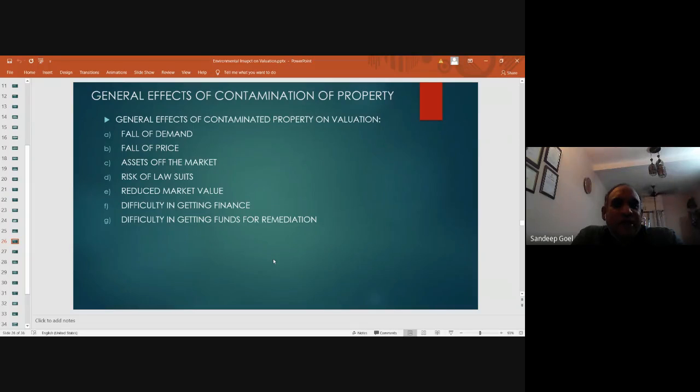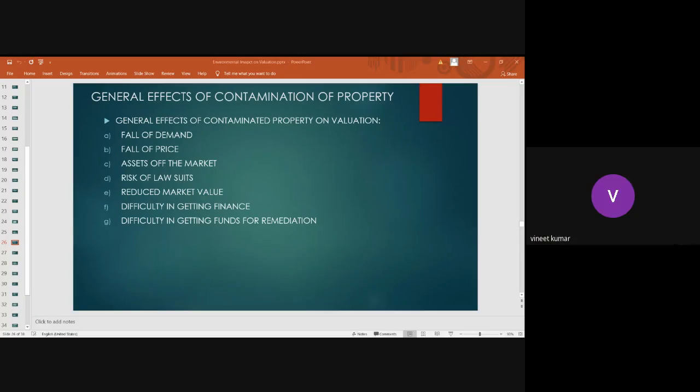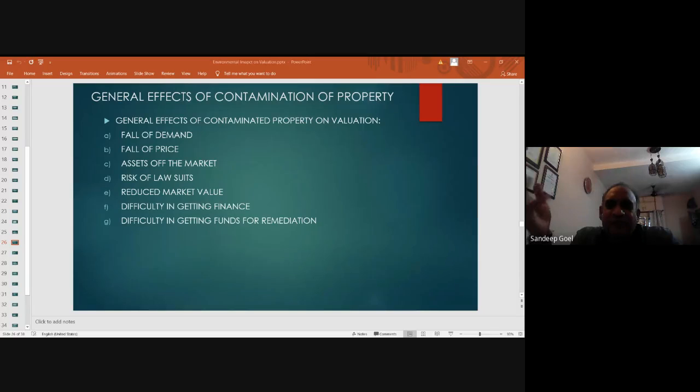General effect of contaminated property and valuation. What is the general effect? Anybody from you? Just speak out. What is the general effect on valuation of a property? If a property is polluted, what effect do you anticipate? Fall in demand? Simple. Fall in price, yes, stigma attached to it.